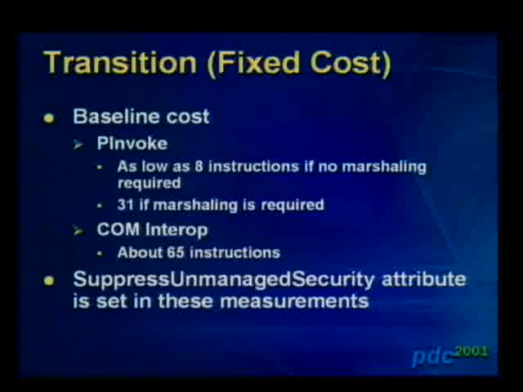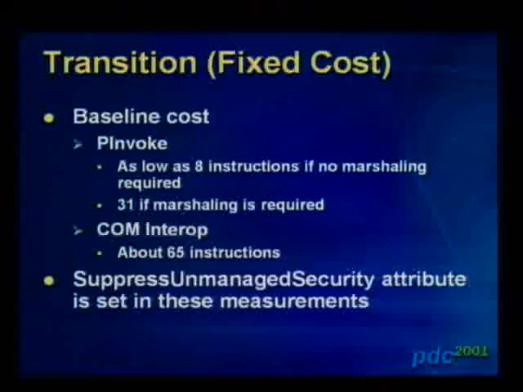So when you do that, it's typically around 30, 40 instructions at the minimum. That's the baseline cost when you make a P/Invoke call. And on the COM path, it's about 60-some instructions when you make a call. Again, that's a baseline call. All these numbers are clearly taken with the security turned off, just to isolate the noise and make sure that we have the transition costs as opposed to the security costs associated with it as well. Security would be a lot more.